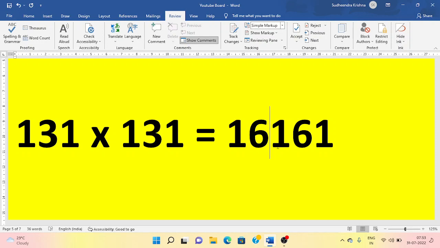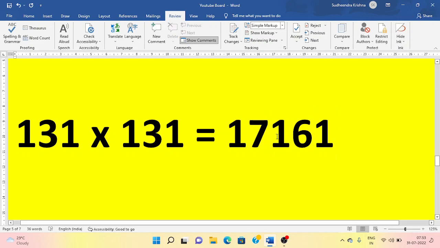On the left side of the number 1 you already have 16. 16 plus 1 carry will give you 17. So this is the required answer. So 131 into 131 is equal to 17,161. It's as simple as that. So like this you can play with numbers.